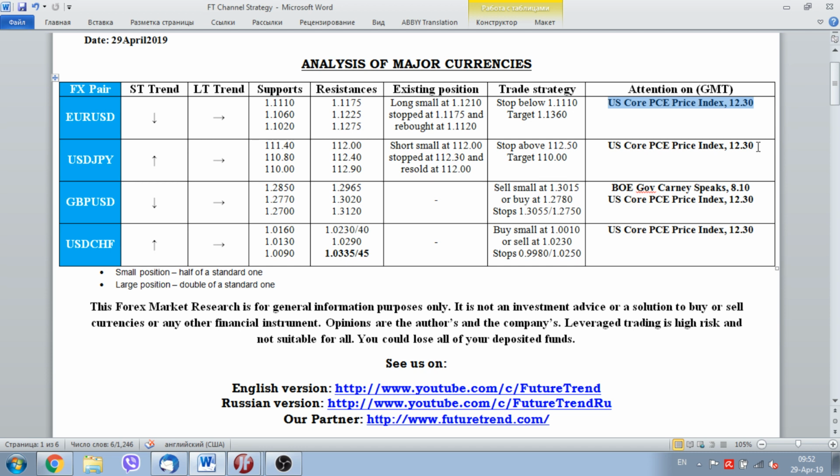It will be quite important how the Fed members will react to the last portion of economic information coming from the United States, and how the Fed's chief, the president of the Fed, Jerome Powell, will behave himself during the press conference. It will be quite important.